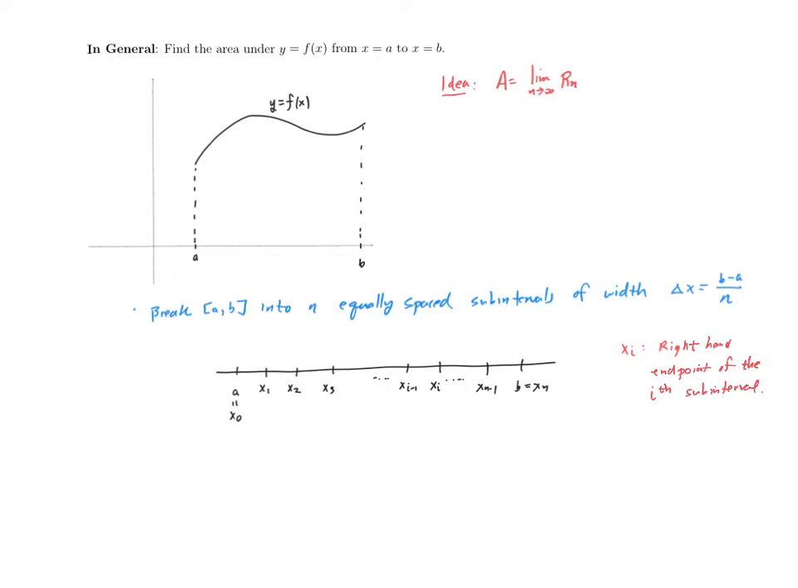And immediately that gives us a formula that we can use as well. We start off at a, and to get to x sub i, we must travel across i of these subintervals. So that would be a plus i delta x. And two key formulas that we are going to need are delta x and x sub i.